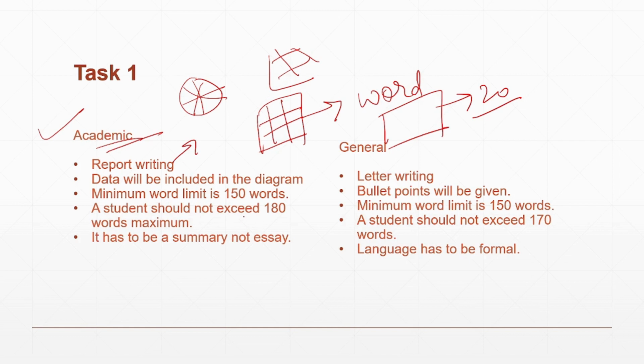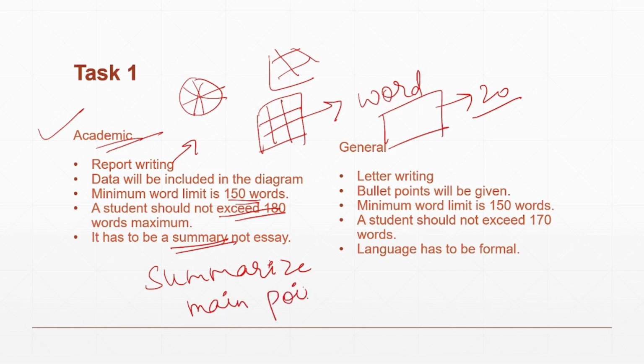task in. I recommend that students should not exceed 180 words, and the minimum word limit for this task is 150 words. Why do I say that students should not exceed 180 words? It is a summary, and it is already mentioned in the question that you have to summarize the information by taking only the main or important points within the paragraph.